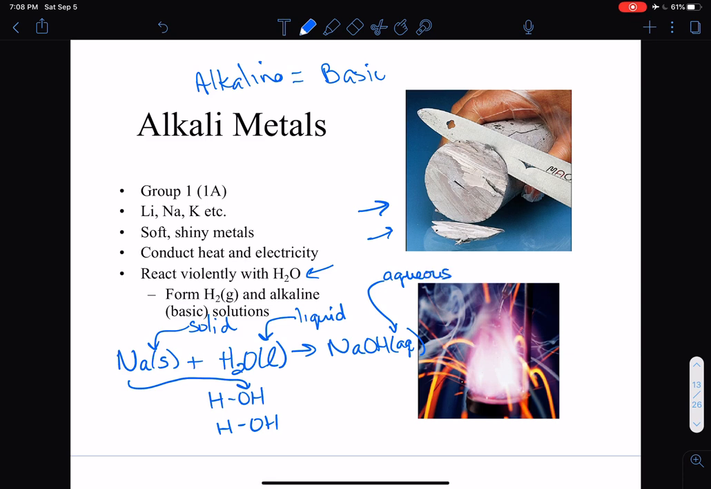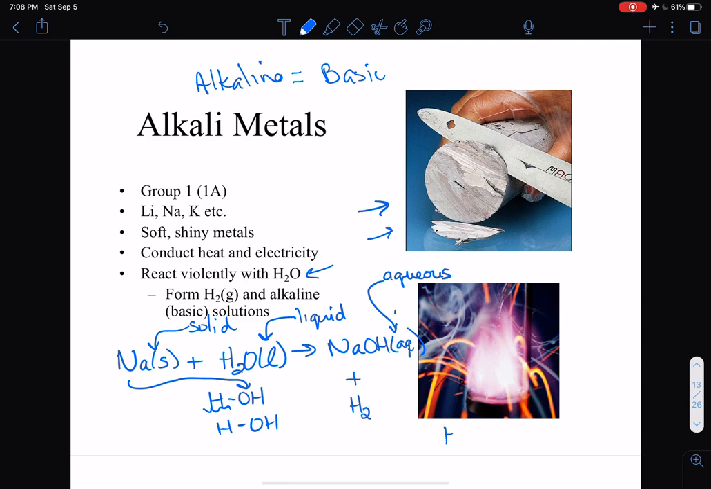Aqueous. There we go. Okay, I had a brain fart for a second. So the sodium comes and it takes the hydroxide, which is the OH, and that leaves a hydrogen behind. But hydrogens don't like to be on their own. They like to be in a diatomic molecule. They like to meet another hydrogen and get together and form H2.